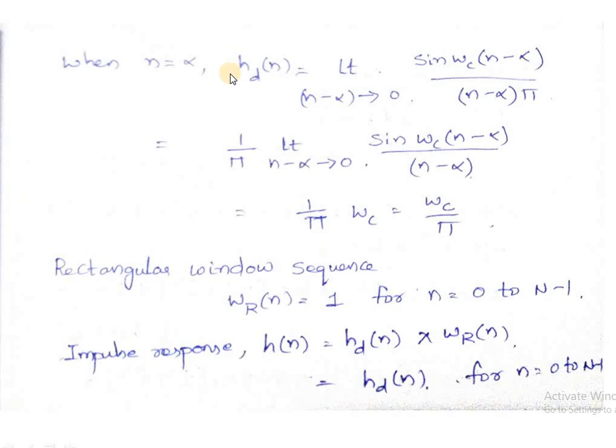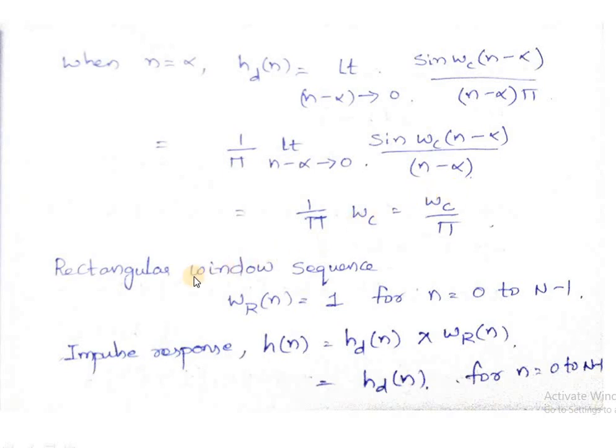Therefore, when the limit of n minus alpha tends to 0, our hd of n value will be sine of omega c into (n minus alpha) by (n minus alpha). This looks like the limit x tends to 0 of sine x by x, which becomes simply 1. But since we do have a value of omega c, I multiply that 1 with omega c and we are left with 1 by pi. Therefore, we write it as omega c by pi.